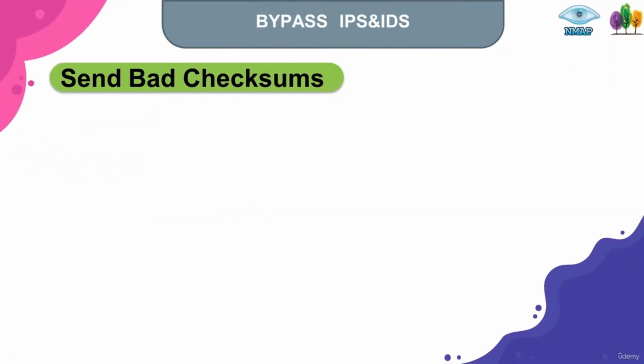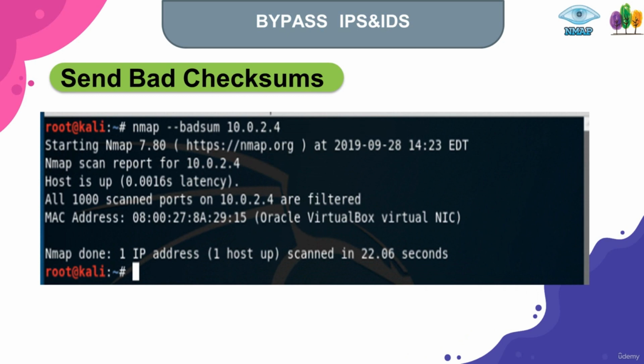Send bad checksums is another way to circumvent security systems. Send incorrect checksum packets. Now, many security systems ignore faulty packets, especially due to performance problems. So by taking advantage of this behavior, we may be able to send incorrect checksum packets with NMAP. And you can use the nmap --badsum target command to send packets to destinations with failed checksums. So I'll show you an example.